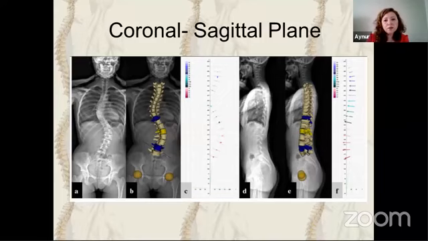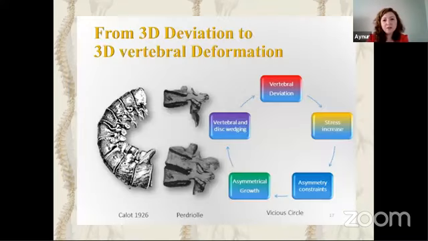In this slide, you see the coronal and sagittal planes together in scoliosis patients. You see where there are bending sites, we see hypokyphotic patients in the sagittal plane. From 2D deviation to 3D vertebral deformation, we see some changes, and they call it in the pathophysiology the vicious circle. What is the vicious circle? We can explain the pathophysiology of scoliosis with this circle. This happens continuously, and we call it the vicious circle.